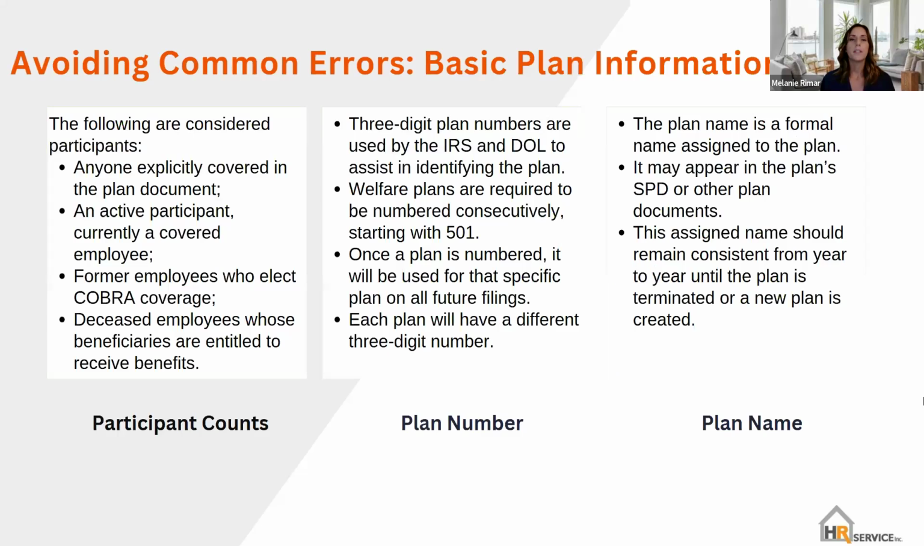Now, some common errors I see with the basic plan information. The big one is that participant count. Your participant count should include anyone explicitly covered in your plan document. So active participants that are currently covered, former employees who are on COBRA, even deceased employees whose beneficiaries are still receiving benefits, those are counted as participants.